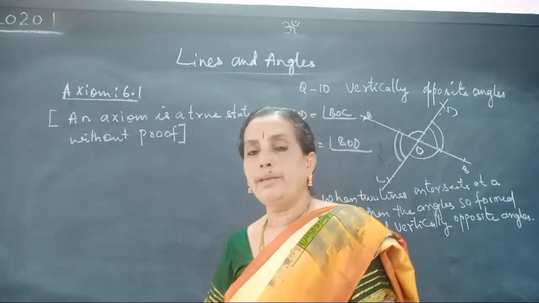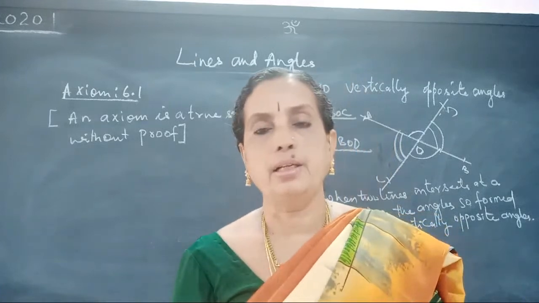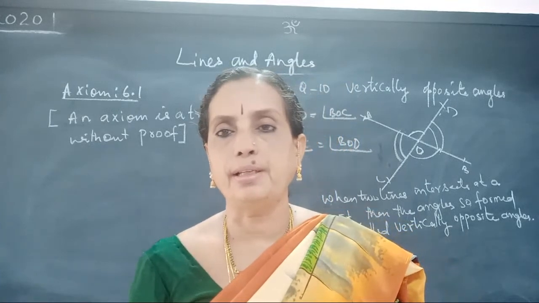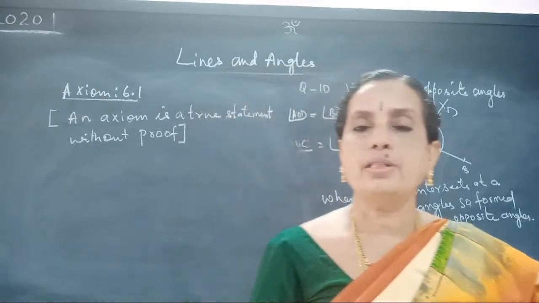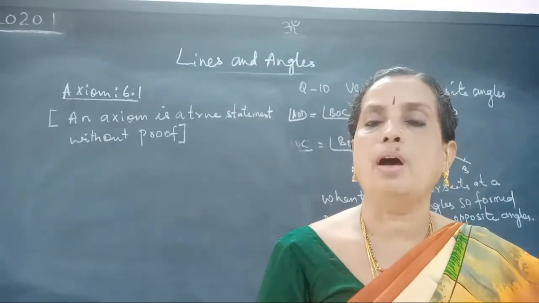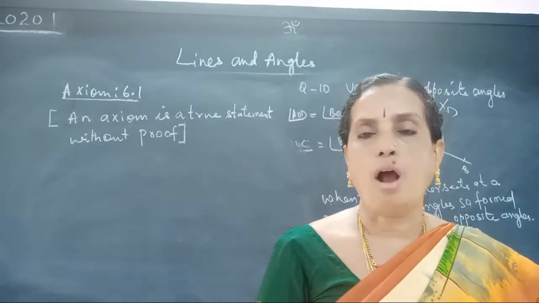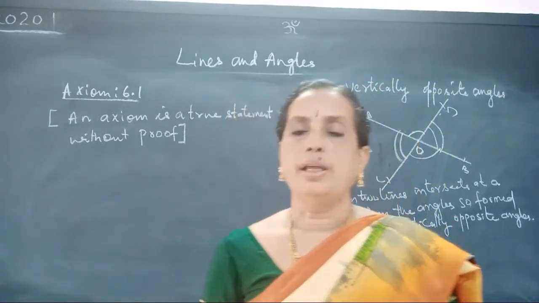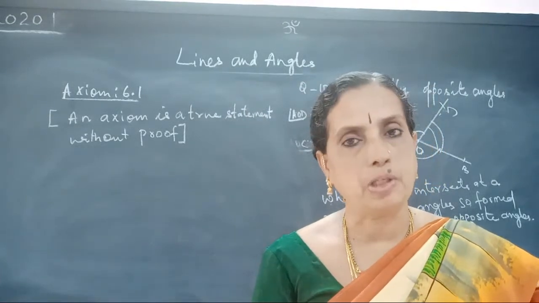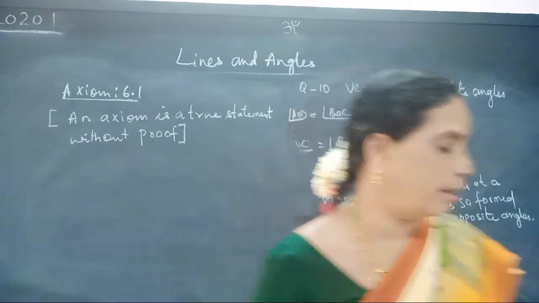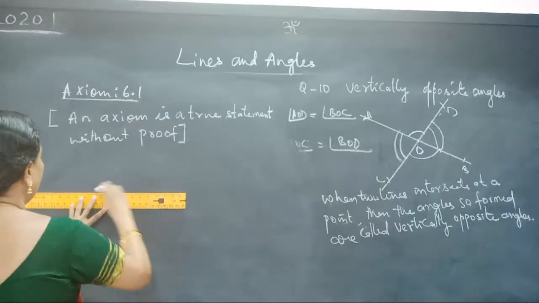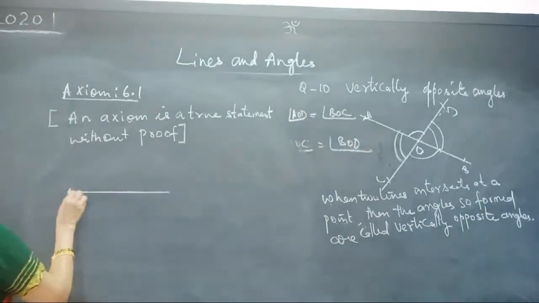According to that, if a ray stands on a straight line, the sum of the adjacent angles so formed is 180 degree. Conversely, if the sum of the adjacent angles is 180 degree, then their non-common arms form a straight line. As an example, if it is right, you are doing this. If you are doing this, it must be right. Like that, below axiom 6.1, take a small figure representing this statement.